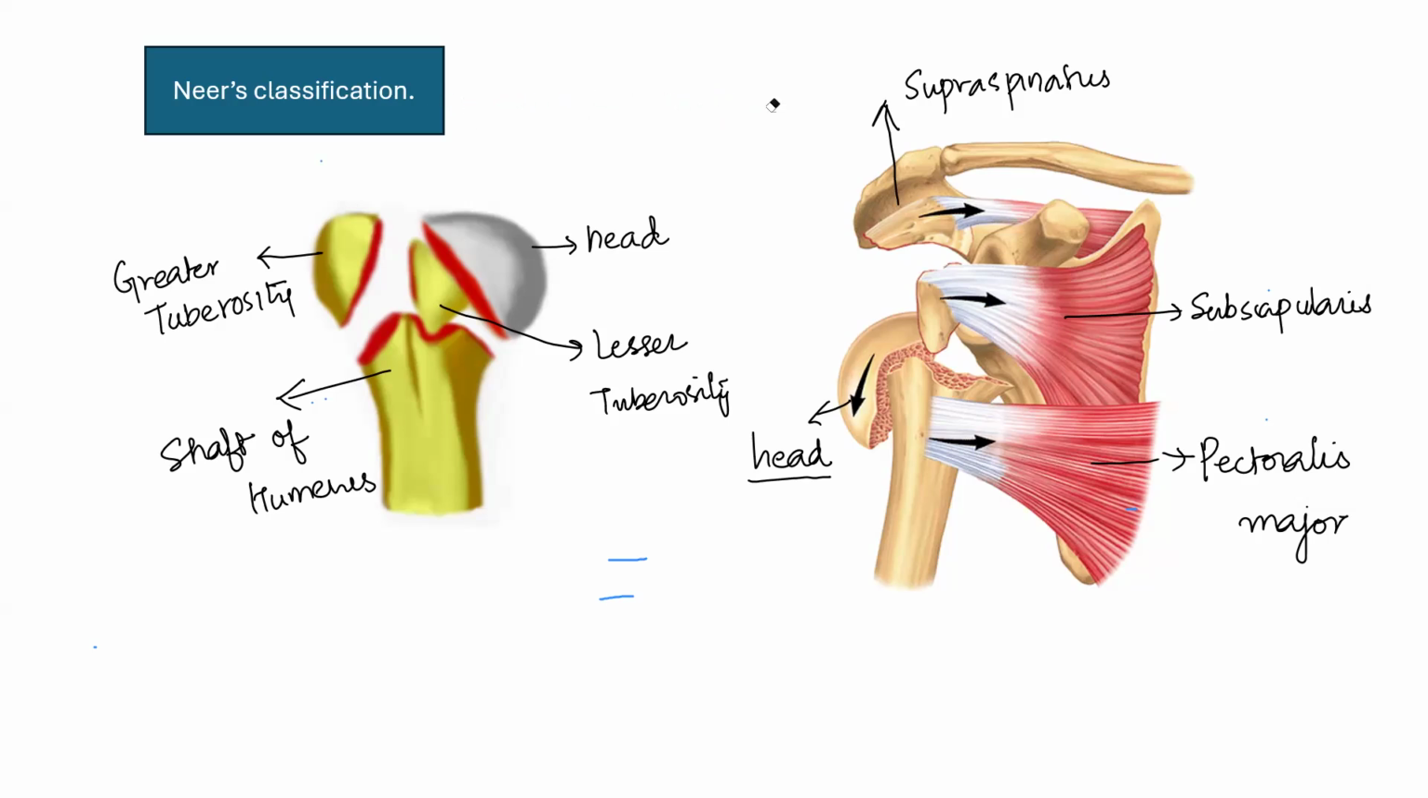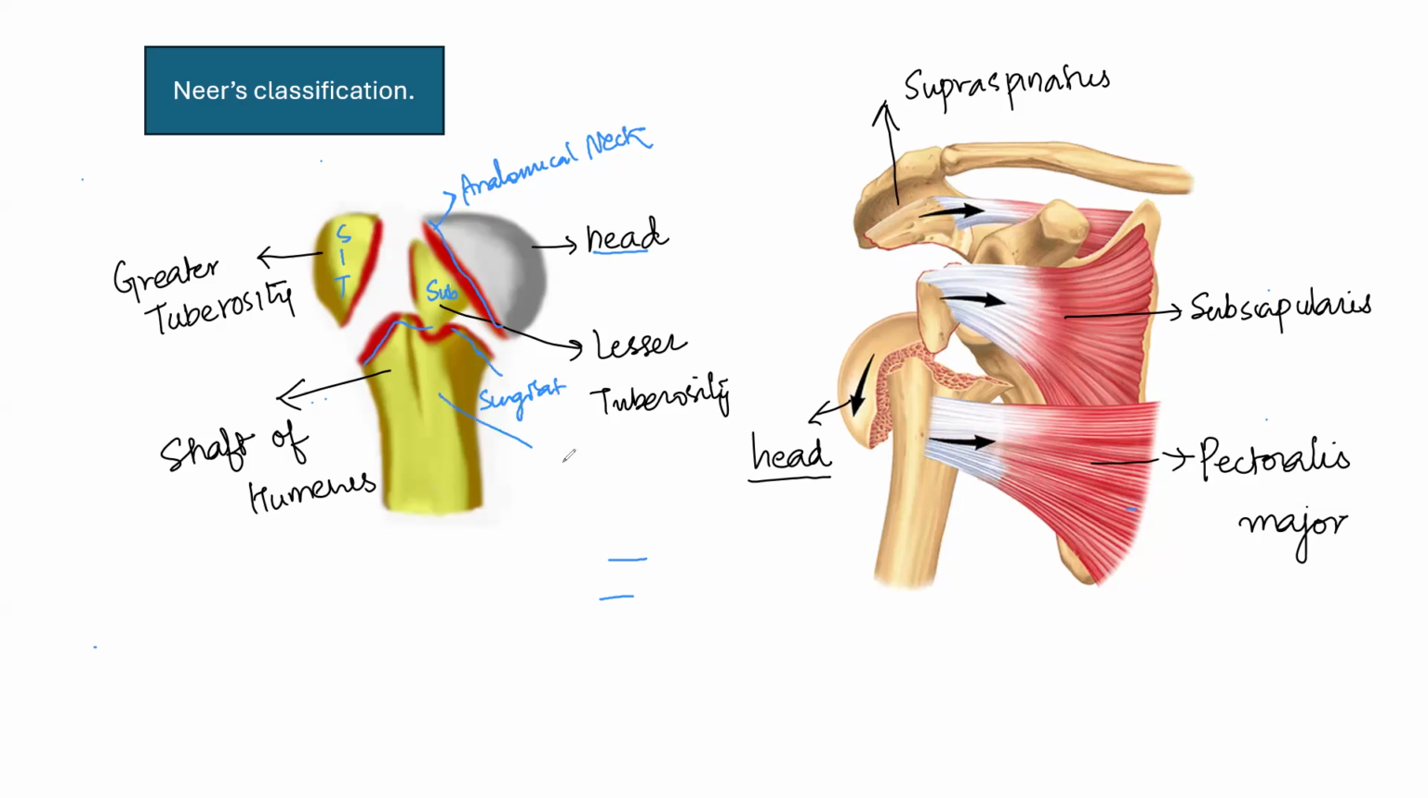Just now we saw the surgical neck, sorry, anatomical neck. If you see here, this is the head of the humerus. This is your anatomical neck. Then comes your greater tuberosity, where supraspinatus, infraspinatus, and teres minor are attached. Here is subscapularis, lesser tuberosity. Then we have the shaft of the humerus, and this is your surgical neck.